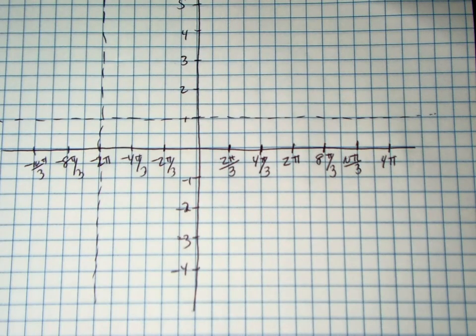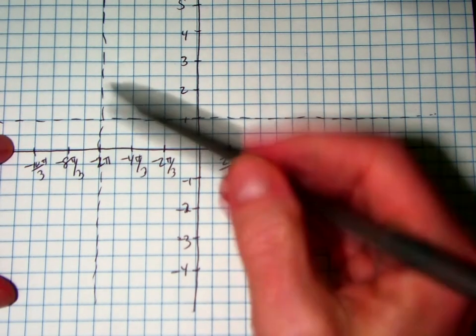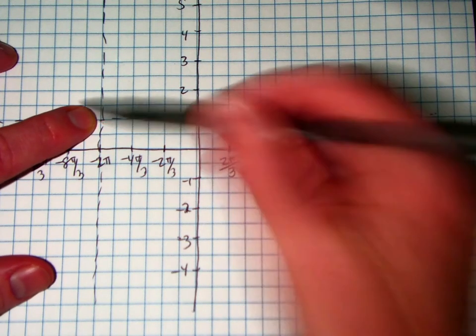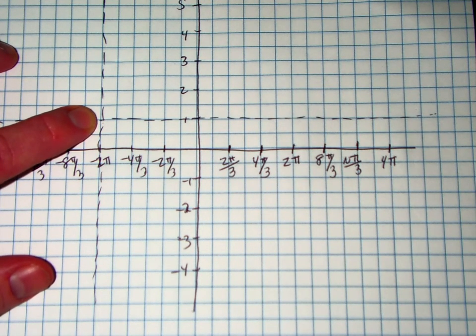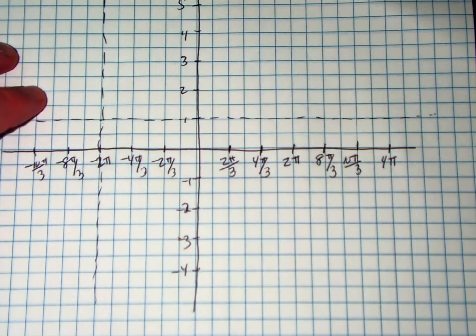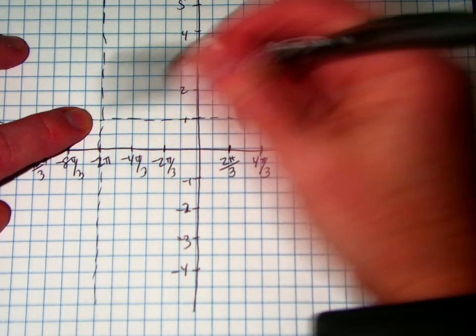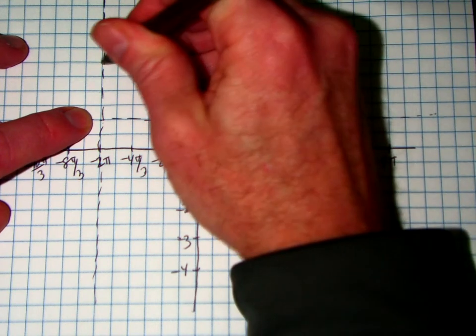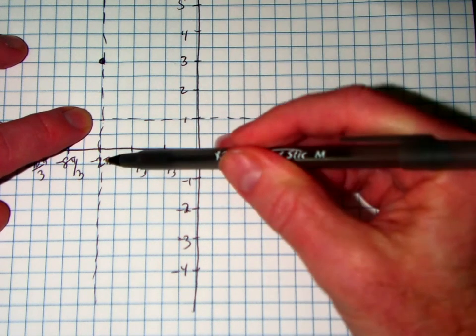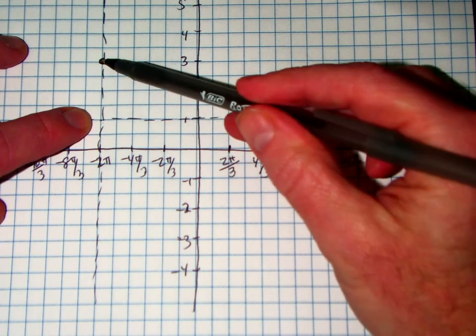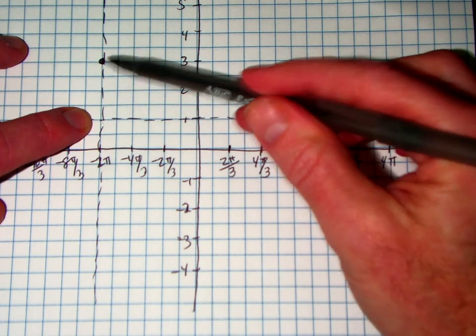So we have our new origin right here. So we know our origin from the sine function is right here, but now we have to look at our amplitude, and our amplitude was positive 2. So instead of starting at the origin, I'm going to go up 2 units. There's 1 and 2. So my starting point is going to be at negative 2 pi, 3. Negative 2 pi in the x and then 3 on the y-axis.